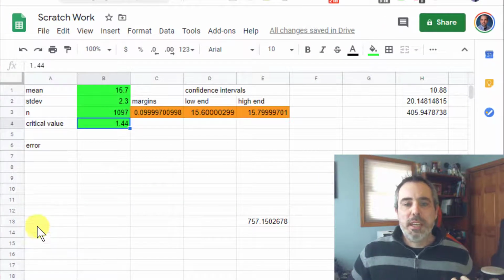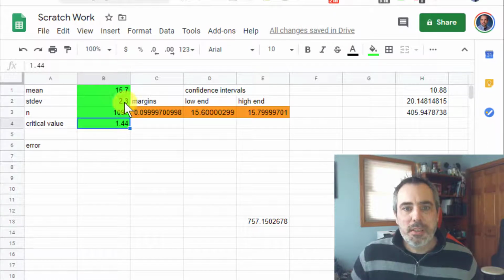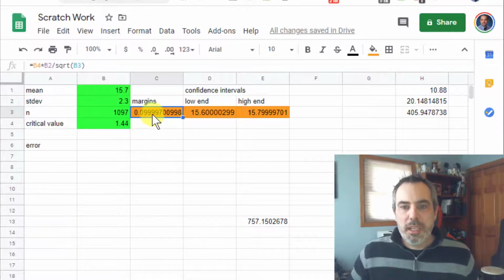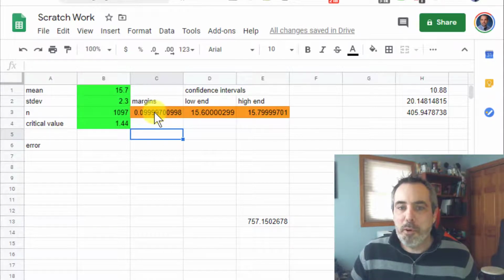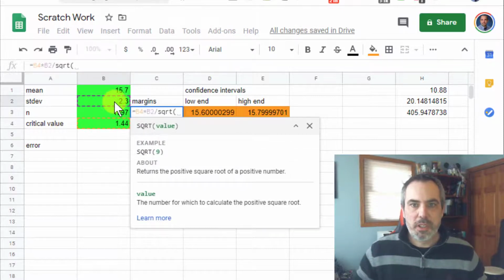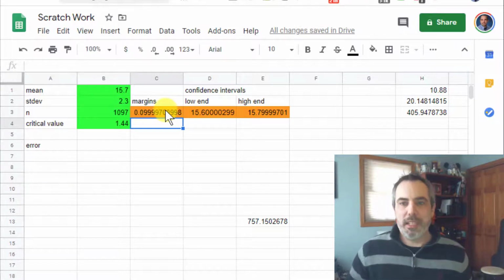Remember, in both cases, it required you to take that critical value times the standard deviation and then divide that by the square root of the sample size. That is what this margin is doing. In this case, if I double click it, you're going to see that it is taking B4 times B2 divided by the square root of 1,097. So I put that formula in once, and I'll do it again here, equals B4 times B2 divided by the square root of 1,097. That formula is entered, it will calculate that.